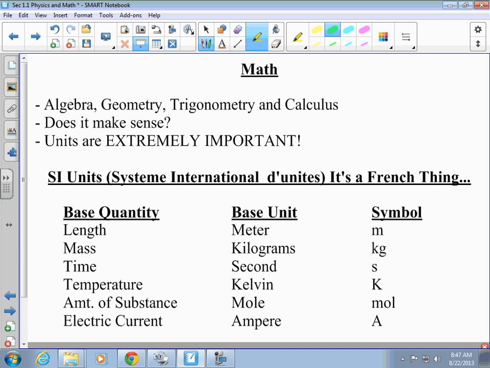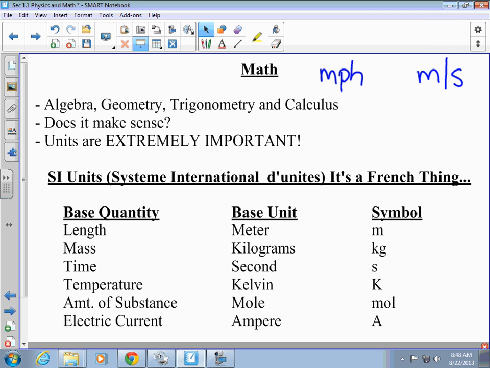But how do we get other units? All units are derived from these base units. Well, what do we mean by that? Well, you know that in the United States, for speed, we go miles per hour. In the metric system, we go meters per second. But how exactly did we get that? Well, remember, velocity is equal to distance divided by time.